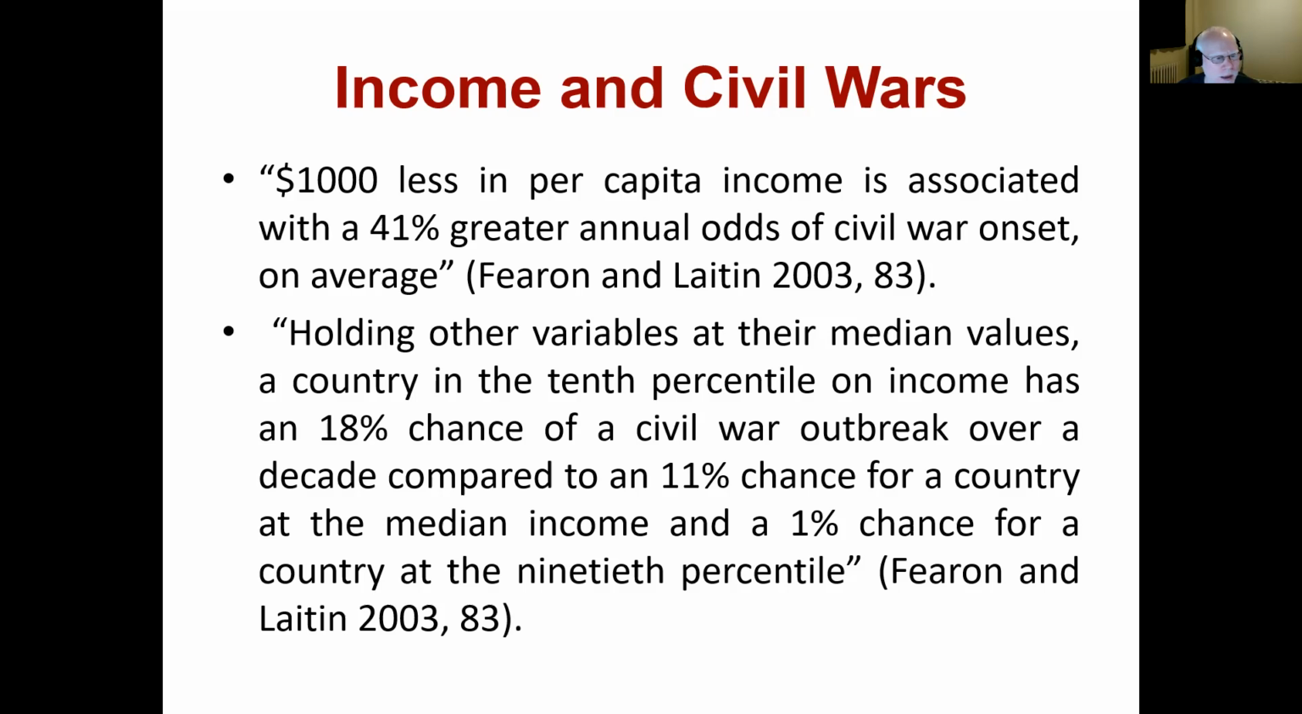So we go from about a 20% chance over a decade to about a 10% chance to about a 1% chance. So 1 in 5, just under 1 in 5, to just over 1 in 10, to 1 in 100. So it makes a dramatic difference, income, in terms of likelihood of onset of civil war.